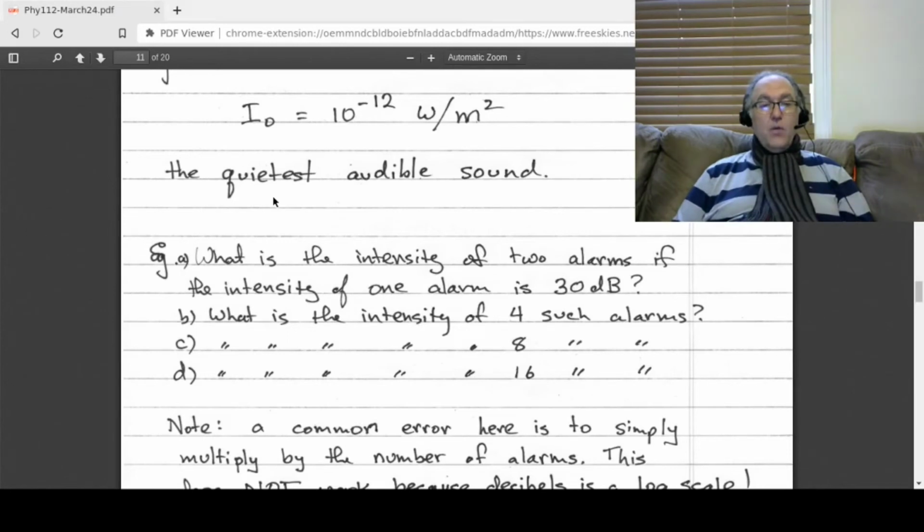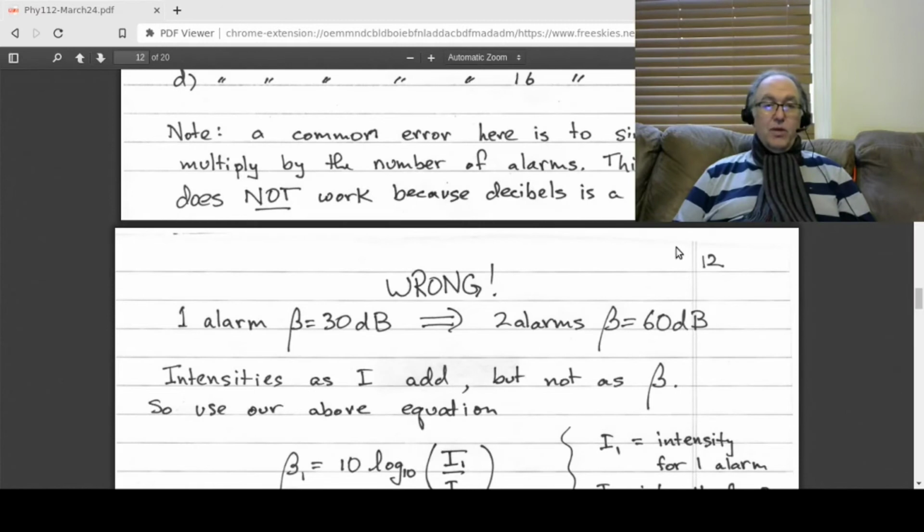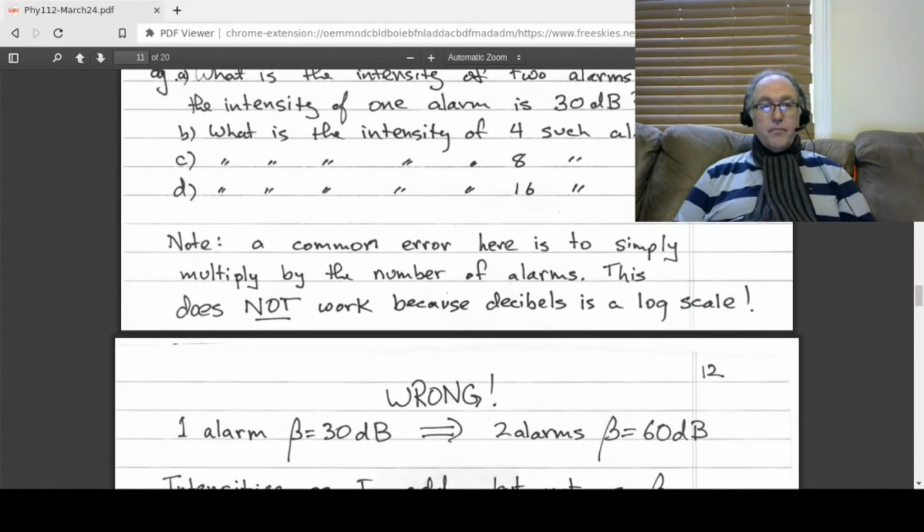All right, so the first thing we have to be careful with is a common error that's made with decibels, and that is, when you double the intensity I, you don't double beta. That's not the way it works. So you might naively say, well, if 1 alarm has an intensity of 30 decibels, then 2 alarms must have an intensity of 60 decibels. And no, that is not at all the case. It doesn't work like that at all.